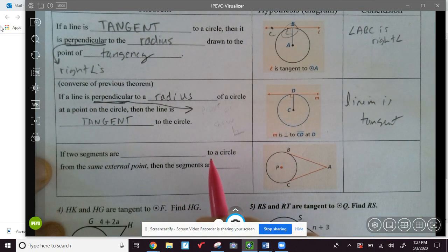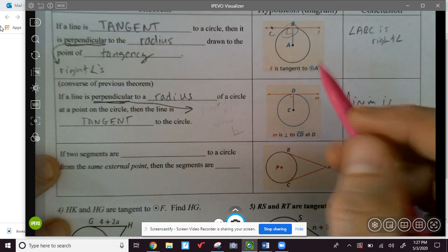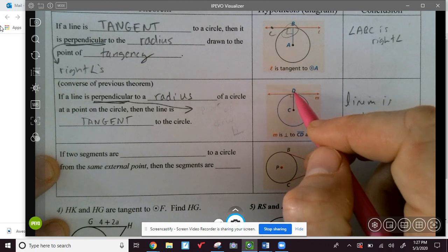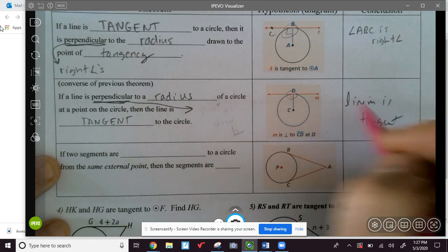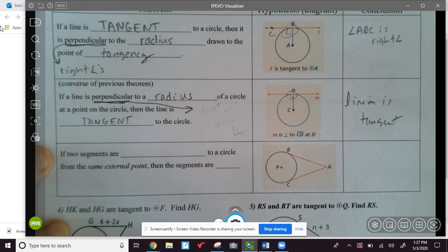Sorry, I'm just discombobulated. No, it's right here. I was right the first time. If you can prove that there's a right angle, then that line's going to be tangent. I was right the first time. Sorry. All right, here we go.